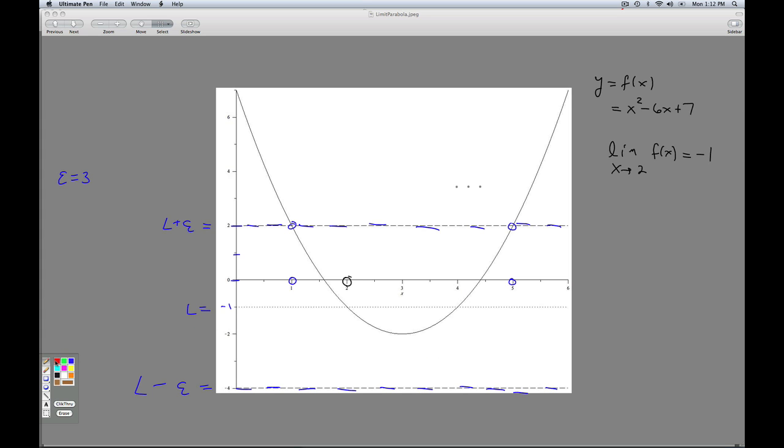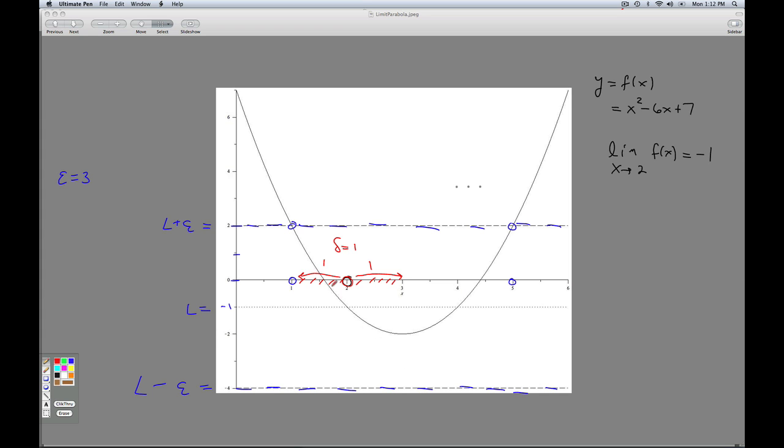What we had to do for our delta is look at a symmetric interval around x equals 2. The furthest I could go to the left was 1 unit. That means the furthest I can go to the right to make a symmetric interval is also 1 unit. And so this was our choice of delta. And sure enough, if you pick any delta between 0 and 1, the parabola is between these two dashed lines.